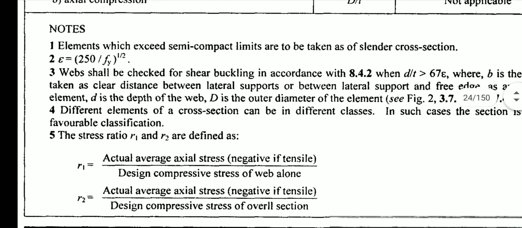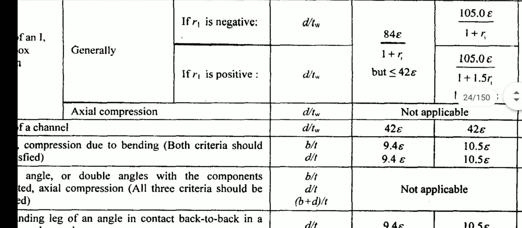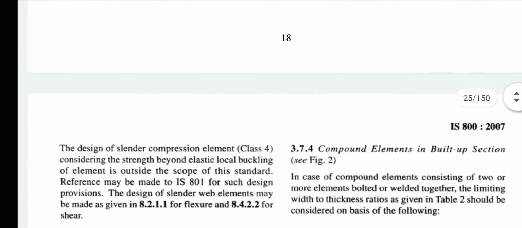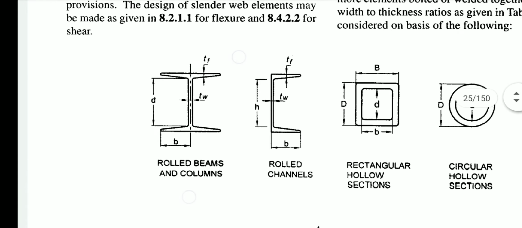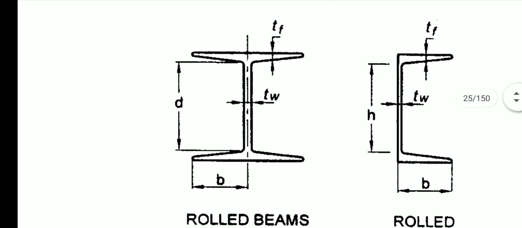So eta is nothing but 250 divided by Fy into root 1 by 2, so that is nothing but, okay. Now here one more thing we have to calculate, we need the R1 value. Why? Because we have to calculate D here. So when you check the diagram of the I section, they have given this is D and B.